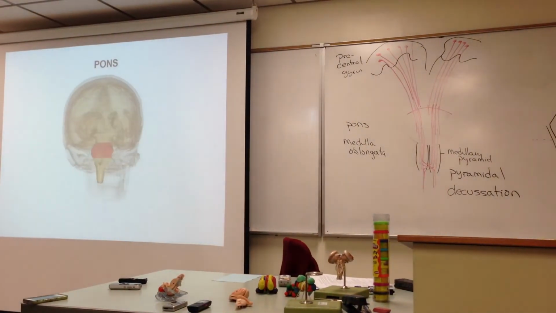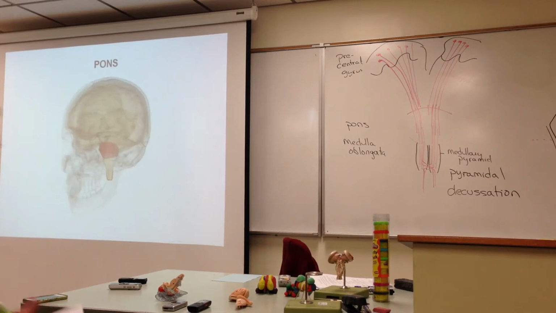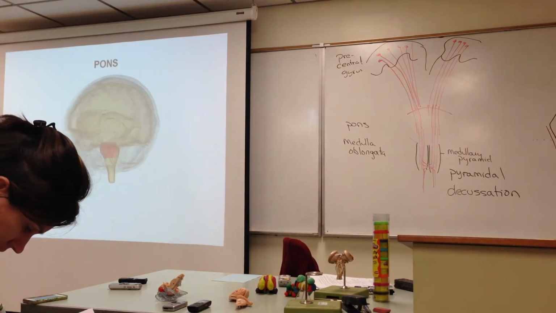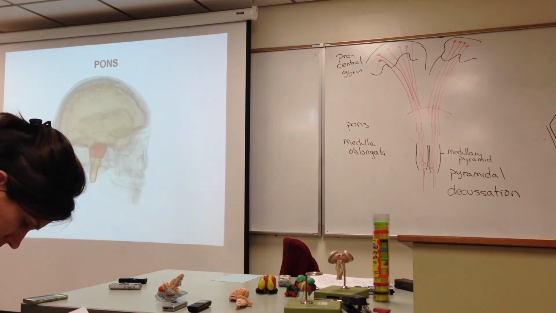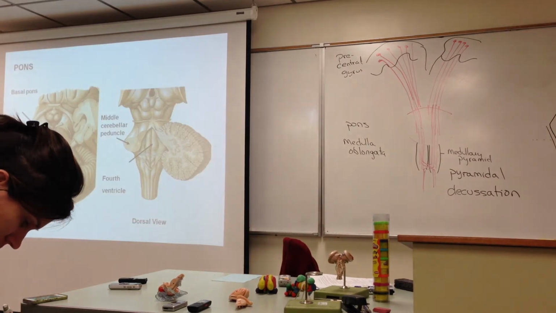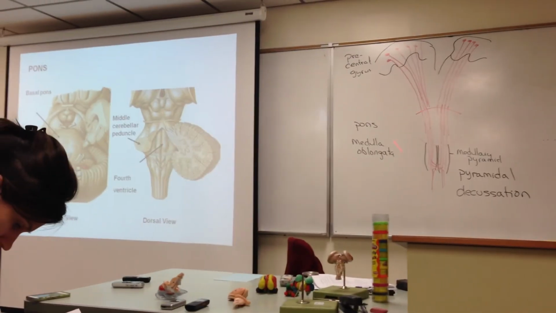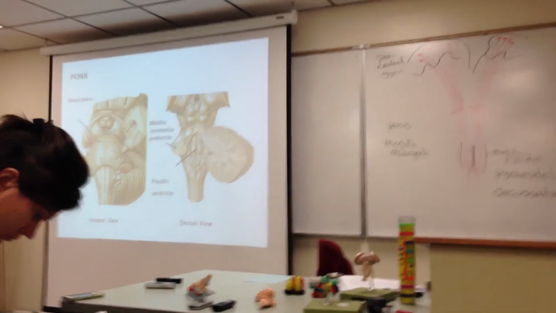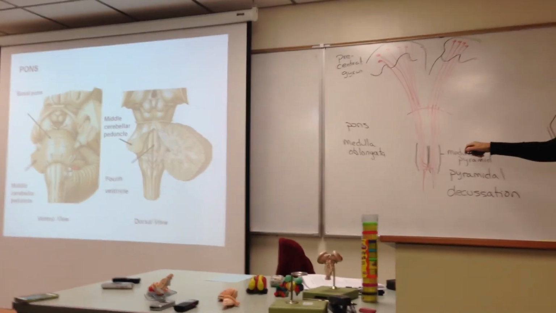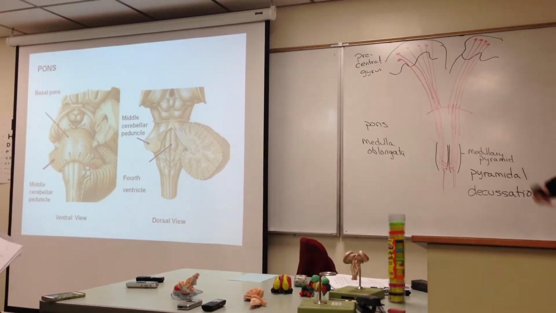Pons means bridge. So this is bridging the medulla and the midbrain of the pons. And the ventral view of the pons shows this large section here, which is like a belly. Remember we talked about the basilar artery? It gets its name from the basal pons. So the basal pons is that large ventral swelling.